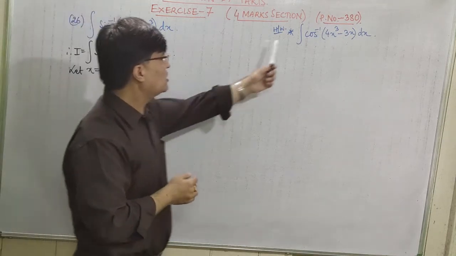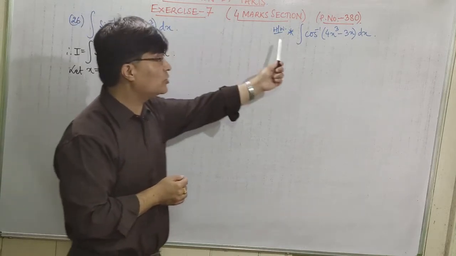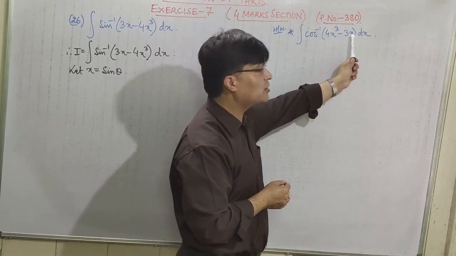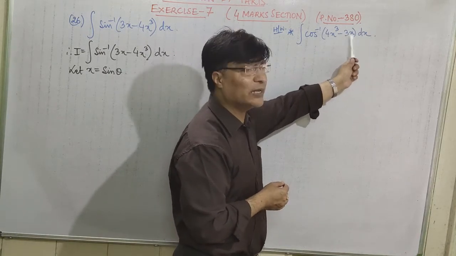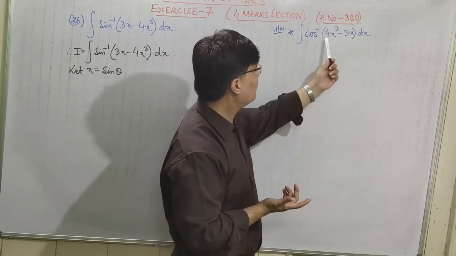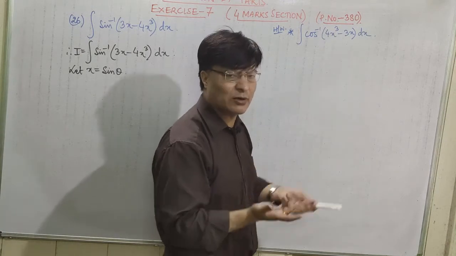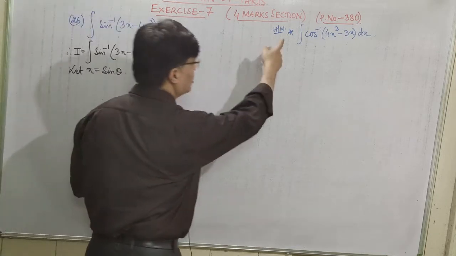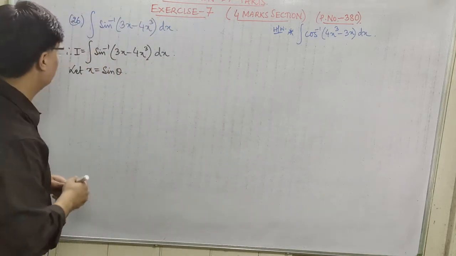So this question is similar to this number 26. So this is your homework. Since it is given cos inverse within bracket 4x cube minus 3x dx, in this case you put x is equal to cos theta. So that 4 cos cube theta minus 3 cos theta is cos 3 theta. And what is cos inverse cos 3 theta? That is your 3 theta. So this is your homework, right? You can do it at home.